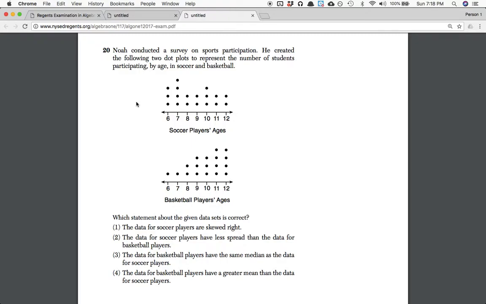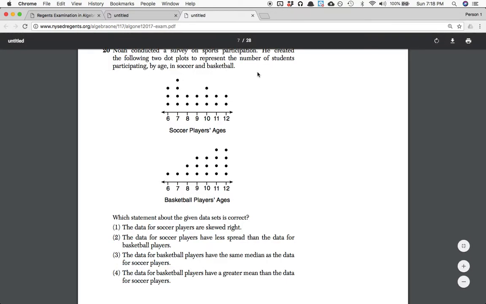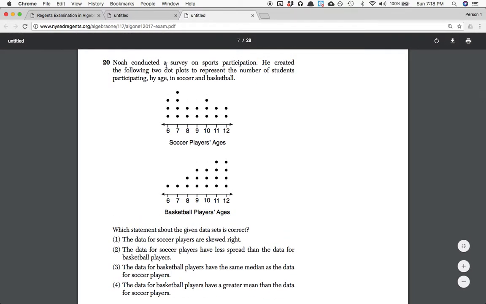Question 20. Noah conducted a survey on sports participation. He created the following two dot plots to represent the number of students participating by age in soccer and in basketball. So here are the two dot plots. The way you read this is the number on the bottom represents the age. Each dot is a person at that age that plays soccer or basketball.